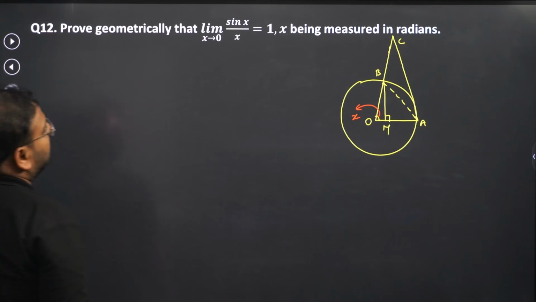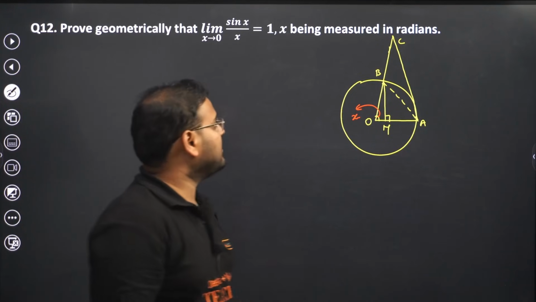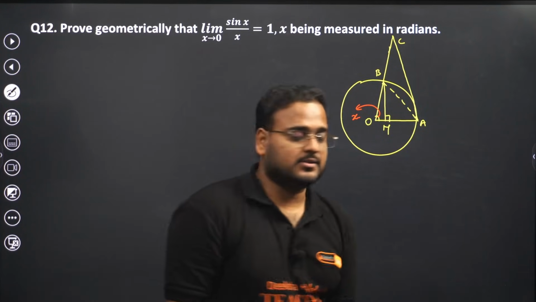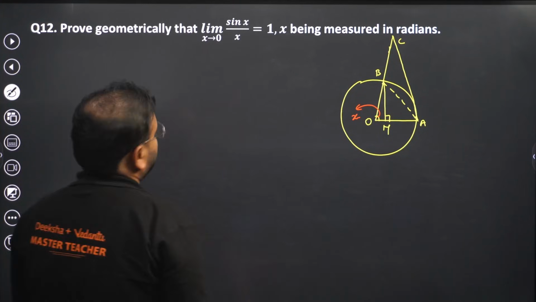So what do we have over here? Prove geometrically that limit of sine x upon x equals 1, x being measured in radians. Okay, x being measured in radians. We have to find the limit of this to be 1.